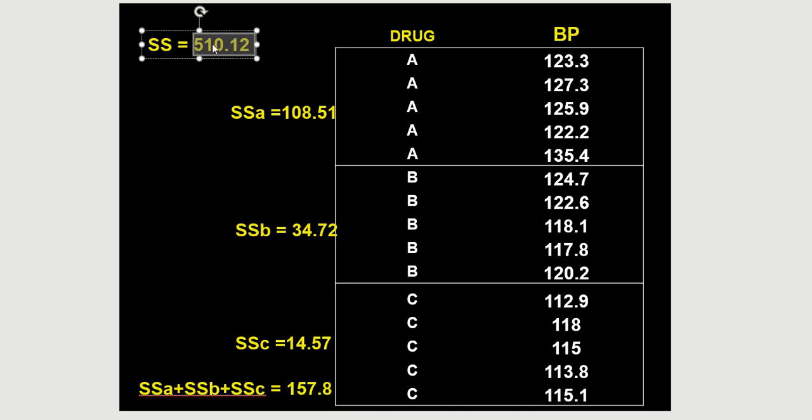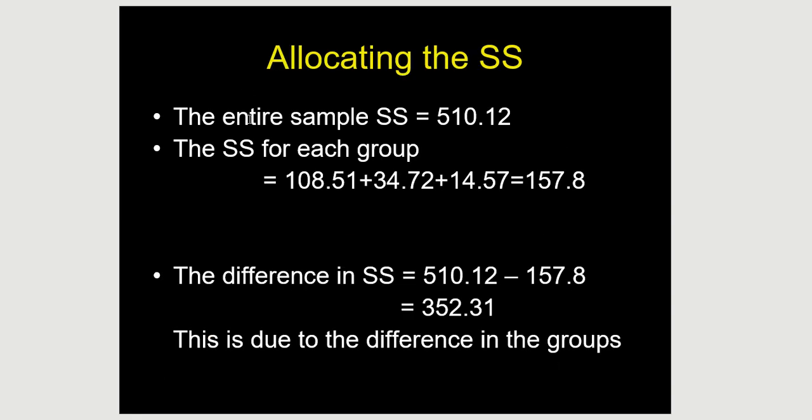Out of this 510.12, 157.8 came from within group A, group B, group C. All right, what about the rest? The rest is due to the differences between the groups. So we say the sum of square between the groups. So the entire sample sum of square was 510.12. The sum of square within each group, for each group, we add them up, we get 157.8.